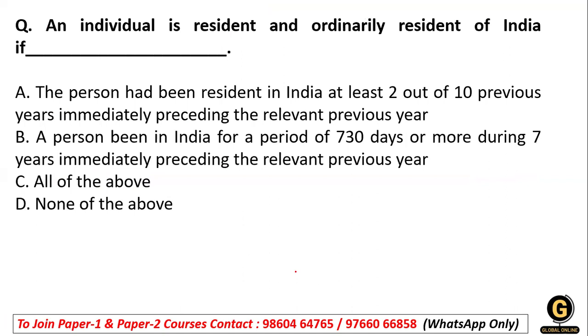Now, next question: an individual is a resident and ordinarily resident of India if statement 1, a person has been resident in India in at least 2 out of 10 previous years immediately preceding the relevant previous year, and statement 2, the person has been in India for a period of 730 days or more during the 7 years immediately preceding the relevant year. So yes, ma'am, option C is the right answer. We discussed this point in the previous slide as the additional conditions of being a resident of India.